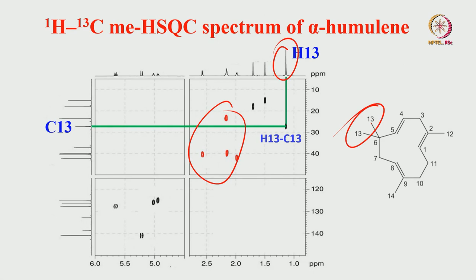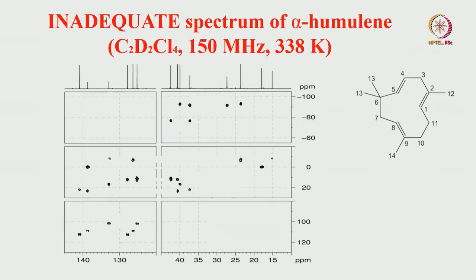I assume that all of you can now start making the assignments for each of them, because we know the proton spectrum. We have an idea about the proton spectrum. Of course, this is a challenge. The molecule is a little bigger, but still, with experience, we can do it. Well, let us analyze the INADEQUATE spectrum of this molecule.